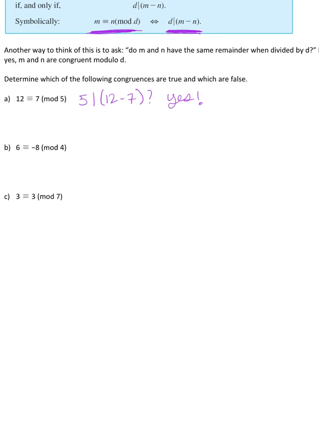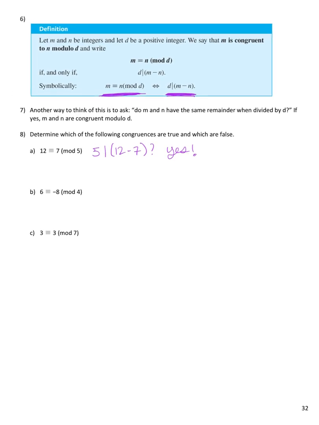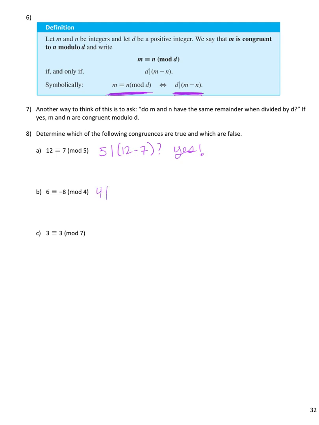So for B, I'm really asking, does 4 divide 6 minus negative 8, or does 4 divide 14? And the answer is no. 4 does not go into 14 with no remainder. A shortcut for figuring this out is to ask what the remainder is when you divide each of these two numbers by 4. Is the remainder the same? 6 divided by 4: 4 goes in once with a remainder of 2. And 4 goes into negative 8 negative 2 times with a remainder of 0. So these are not congruent.